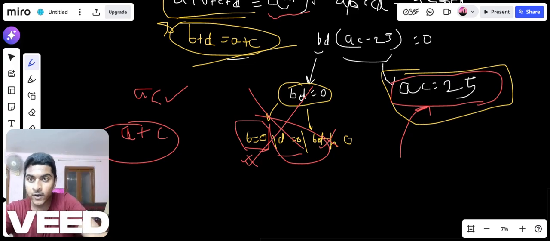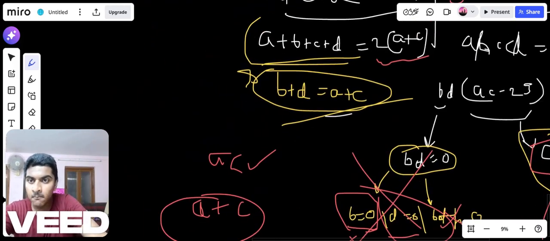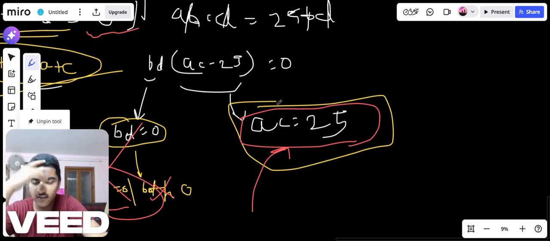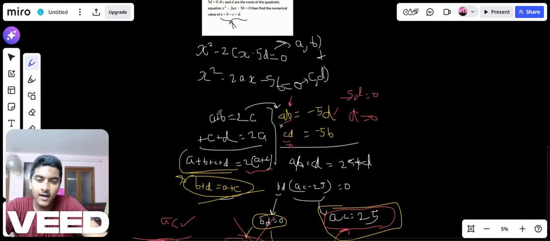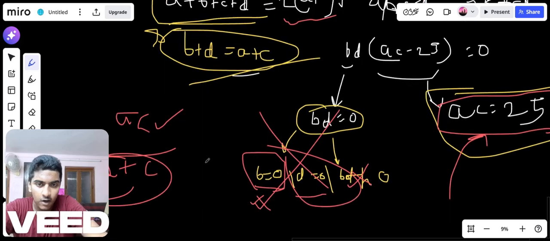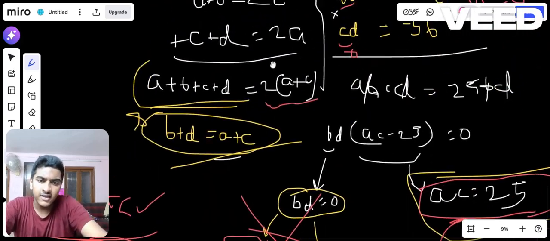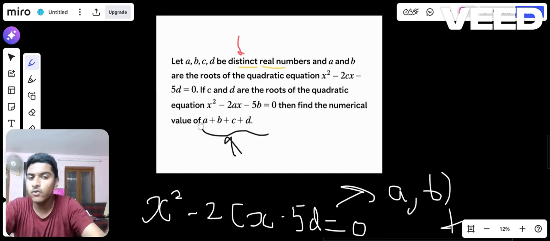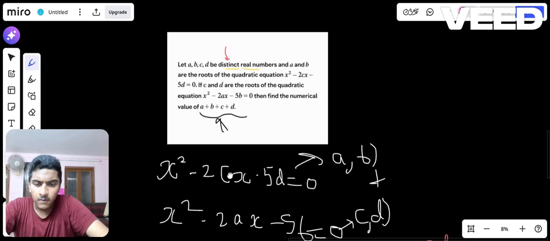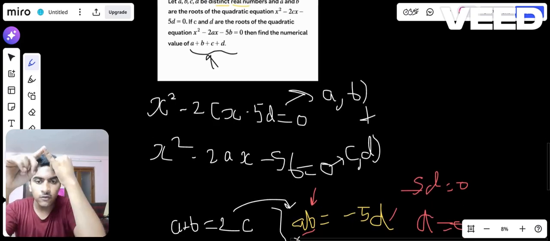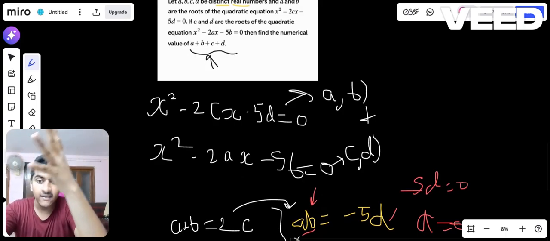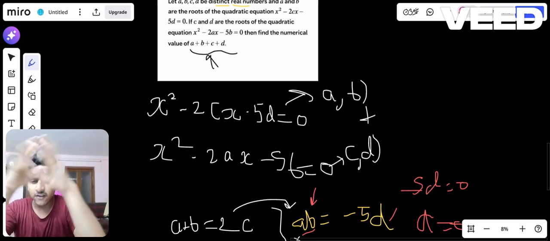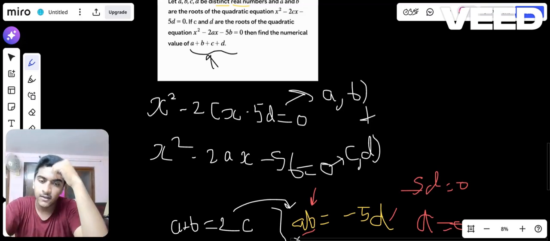How? Because 2 into A plus C would be the value of this whole number, A plus B plus C plus D. So we know AC. Now from this information of AC, somehow we need to find the value of A plus C, right? So after gathering all this information, you go back to the question and think what you will do. You have used the product of roots, you have used the sum of roots, you have also rejected a particular case, and you have gotten a kind of equation, AC equal to 25.